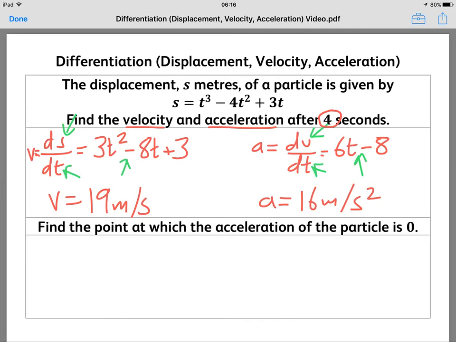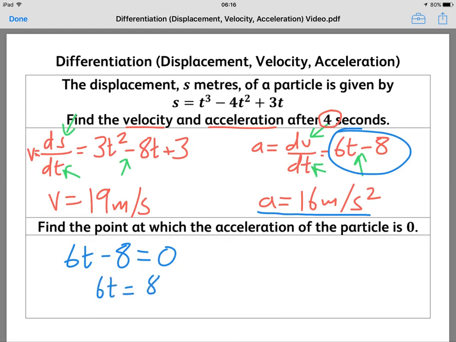Now part B says find the point at which the acceleration of the particle is 0. So all we've got to do is use this here, and make that equal to 0. That's when the acceleration is going to be 0, and solve to find t. So 6t equals 8, therefore t equals 8 over 6, or 4 over 3 seconds, so 1 1/3 seconds essentially. So there you go.